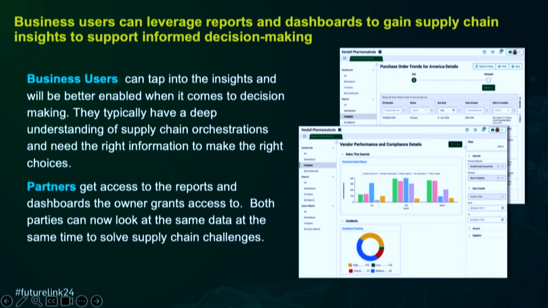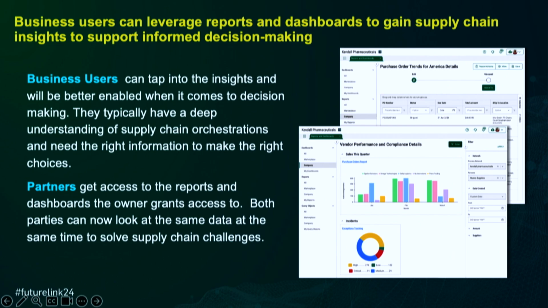So like I said, business users can leverage reports and dashboards to gain that supply chain insight to support informed decision making. They're the ones coming in. They have insight into their processes. They know they need to see data in a specific way. Those transactions are flowing through TraceLink. And now they have an easy way to go and find that data and bring it up and visualize it.